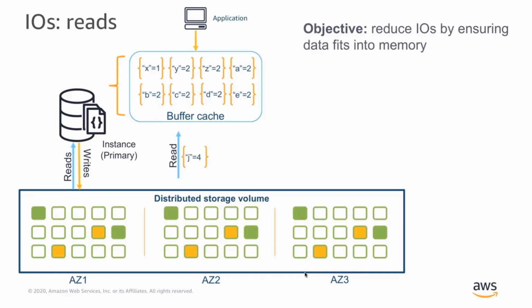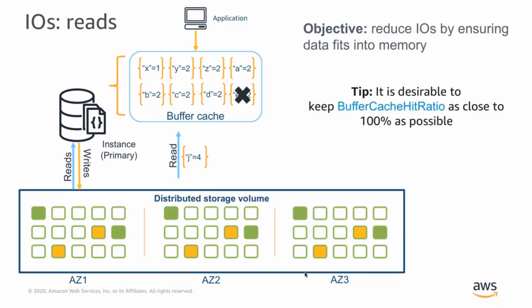Now, we just filled up our buffer cache. The second we want to read a new document, that's going to have to come from the storage volume. We're probably going to have to evict one of the items in our buffer cache so that we can put that new document there. And that's where IOs for reads come in.